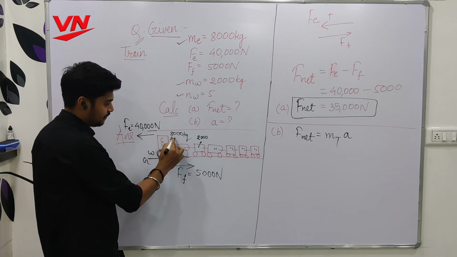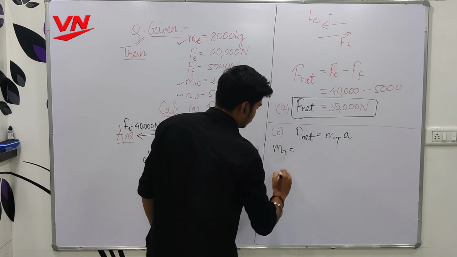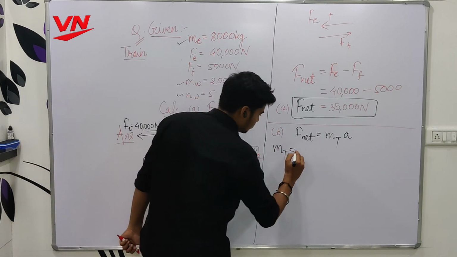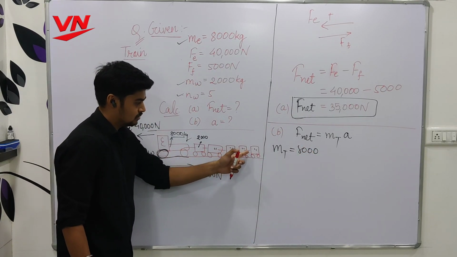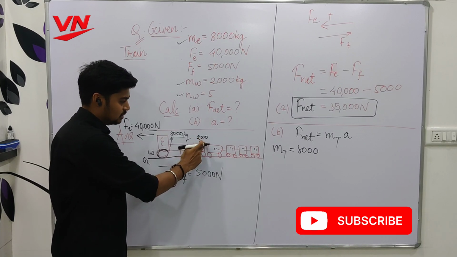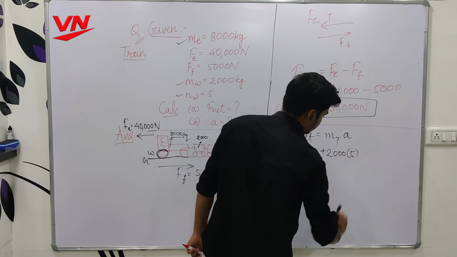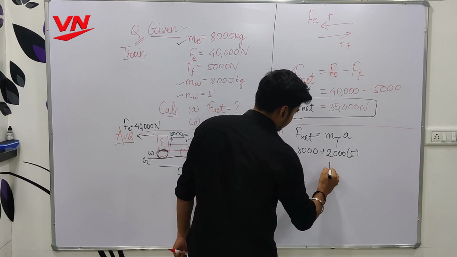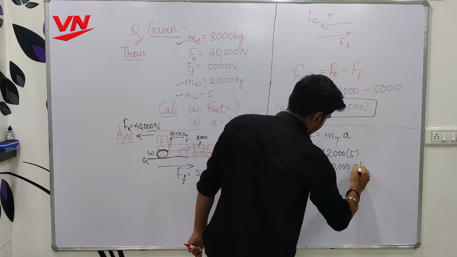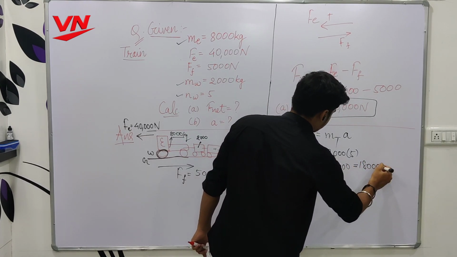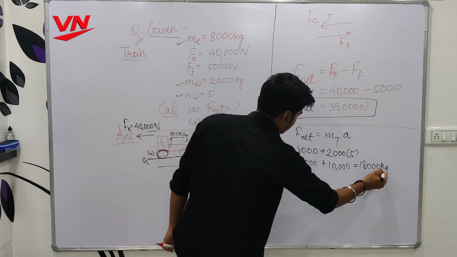So the total mass will be of the engine, 8000 kg. I will calculate the total mass first. 8000 kg of engine, plus we have 5 wagons, each of 2000 kg. 2000 into 5, what I will get? 5 twos are 10, plus 8. I will get 18,000. Unit will be kg, as all the respective values are in kg. That is our total mass.